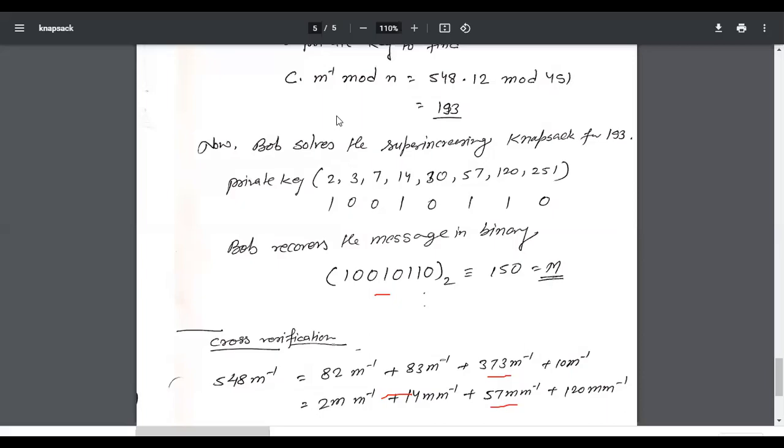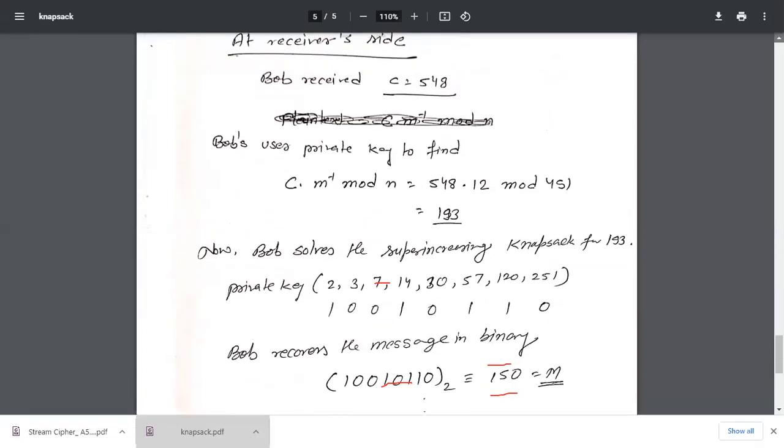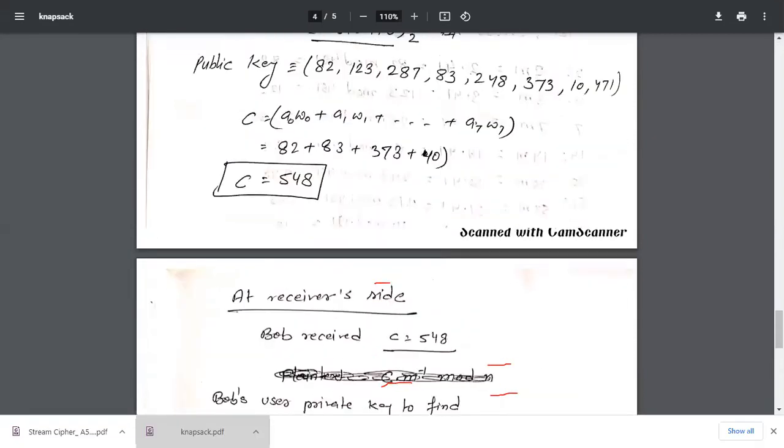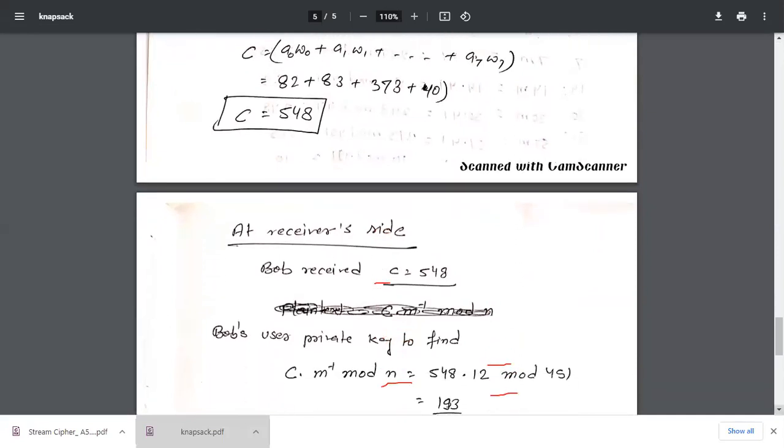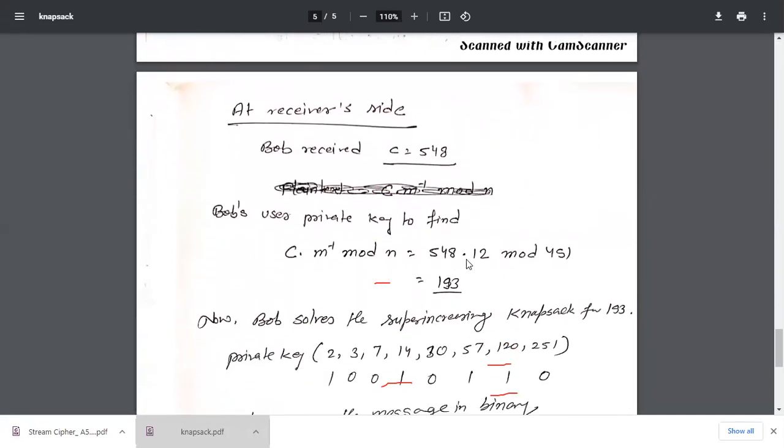So after calculating C into M inverse mod N, that is 548 into 12, where 12 we have already calculated, that is 41 inverse mod 491. So it is 12 and 548, and we have received 193. So Bob solved the super increasing knapsack for 193.